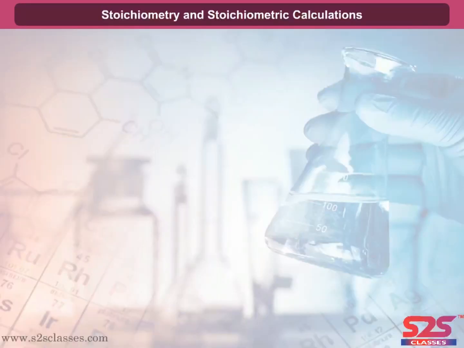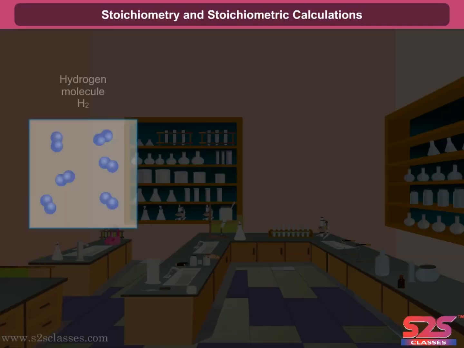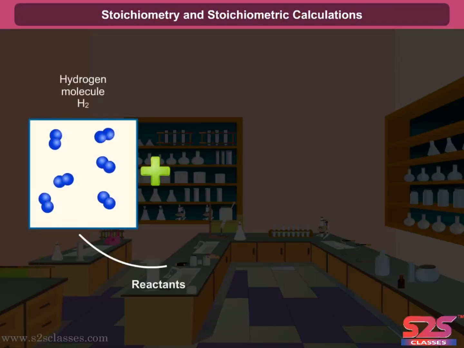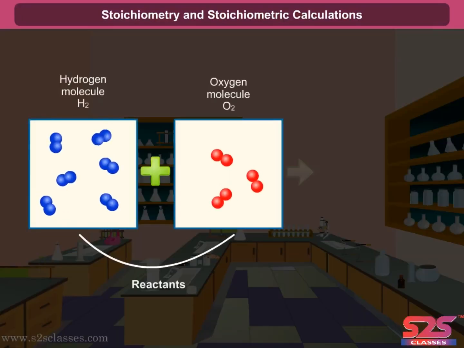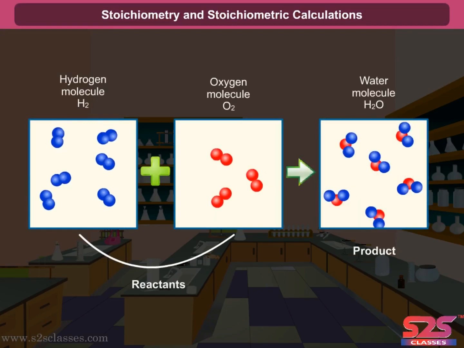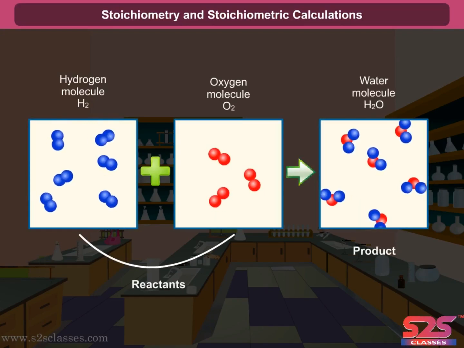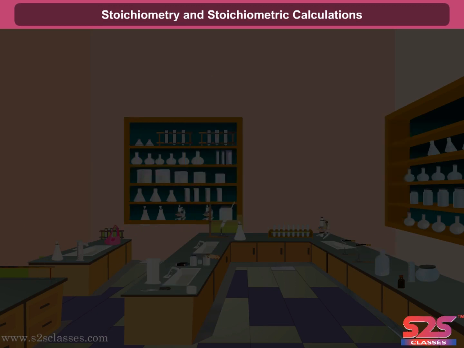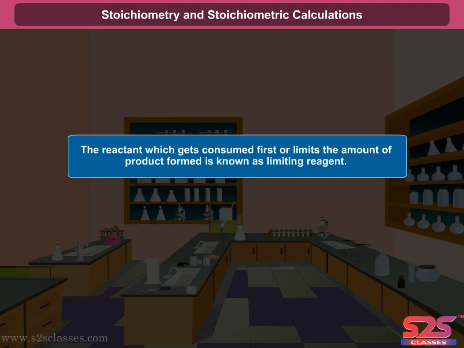Stoichiometry and stoichiometric calculations. Stoichiometry gives a quantitative relation between reactant and product in a reaction. It also helps us in identifying limiting reagents. What is a limiting reagent? The reactant which gets consumed first or limits the amount of product formed is known as a limiting reagent.